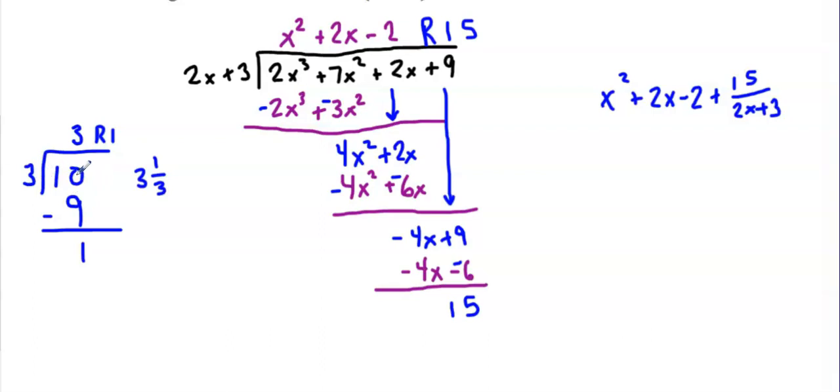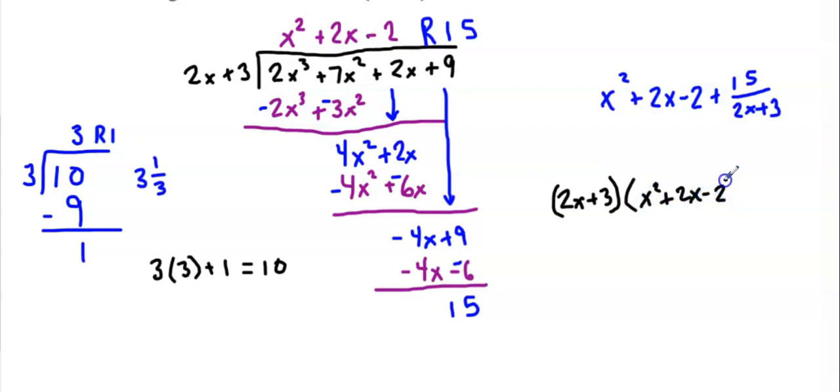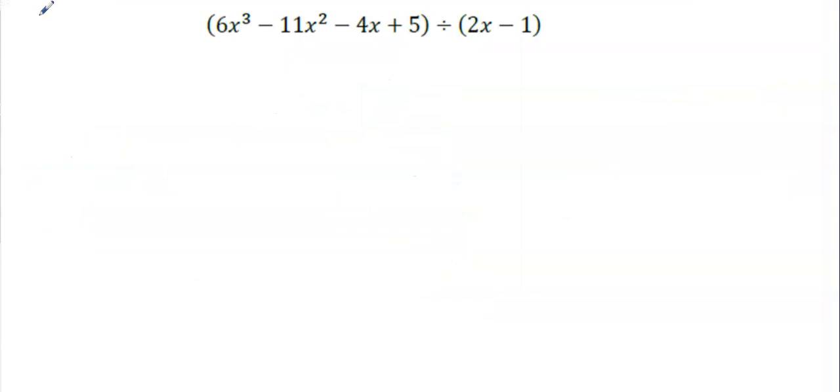When I divided 3 into 10, I know that 3 times 3 plus this 1 equaled 10. In the same way, I can write 2x plus 3 times x squared plus 2x minus 2 plus 15. Now let's take a look at another example.